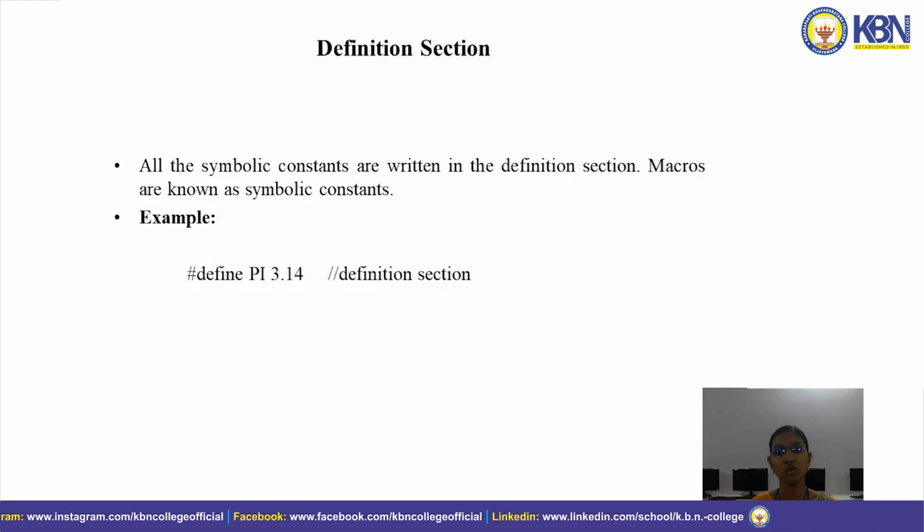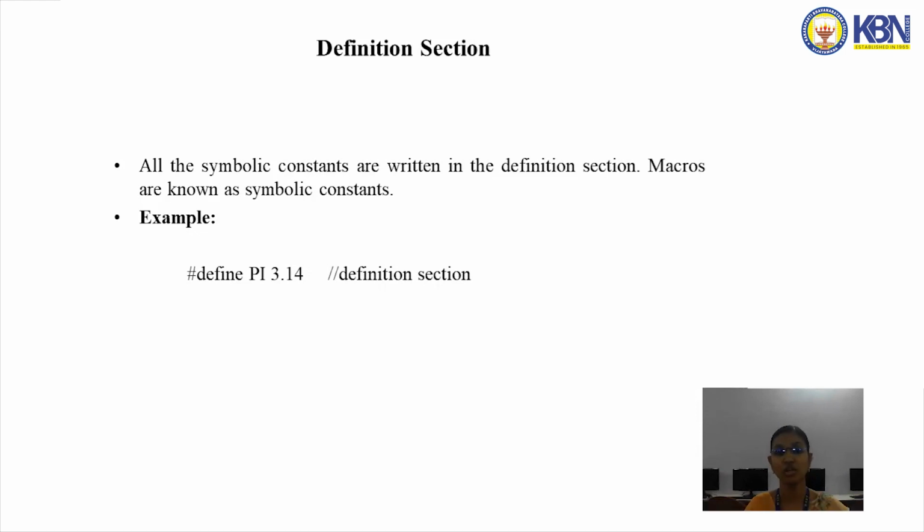Next, definition section. All the symbolic constants are written in the definition section, and macros are also known as symbolic constants. For example, #define pi 3.14. It is the definition section. Here the pi value does not change. It is a constant value. Now here it is a definition section.